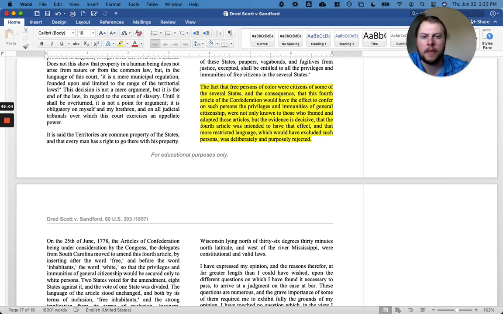The compromise, whether there was actually a balance or not, is perhaps beside the point. But it all of a sudden said, wait a second, any African Americans within this country are not citizens. I don't care if you're currently a slave, formerly a slave, never been a slave. If you're of African descent, not a citizen of the United States. So that fanned the flames.